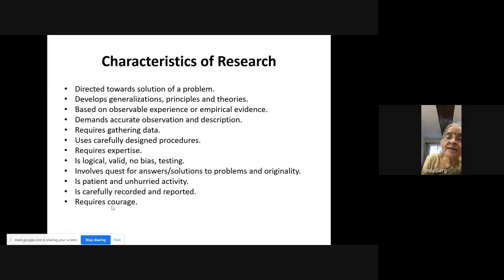Research requires gathering data. Without data, you should never arrive at a conclusion. I'll give you a very interesting example. A gentleman said, I'm just giving you an example of an airline, oh, Air India is very bad. Its services are very bad.